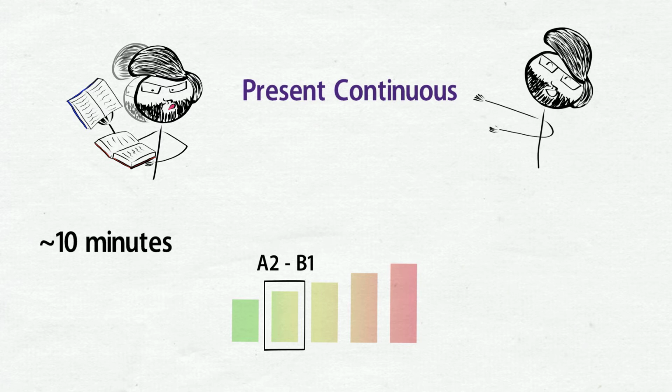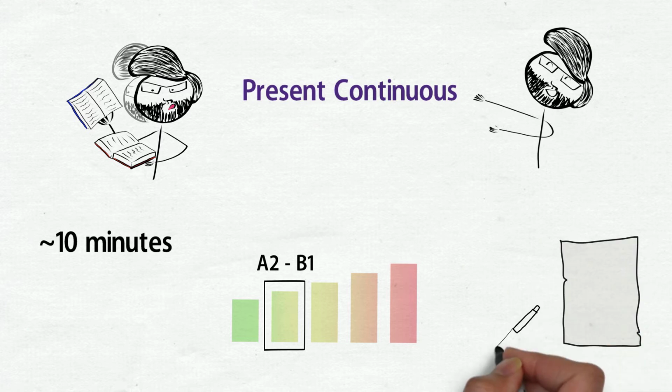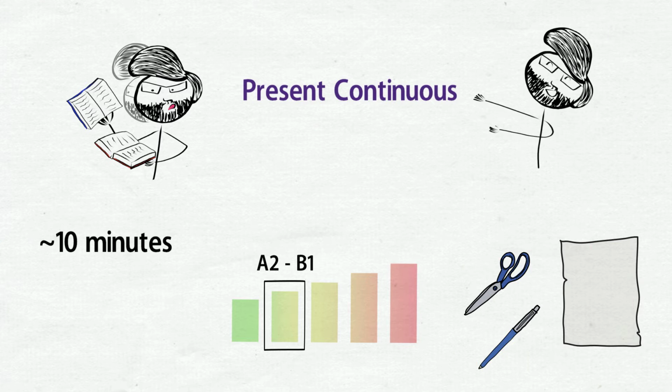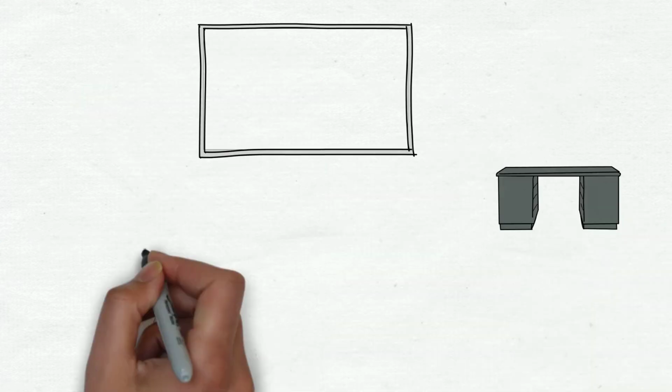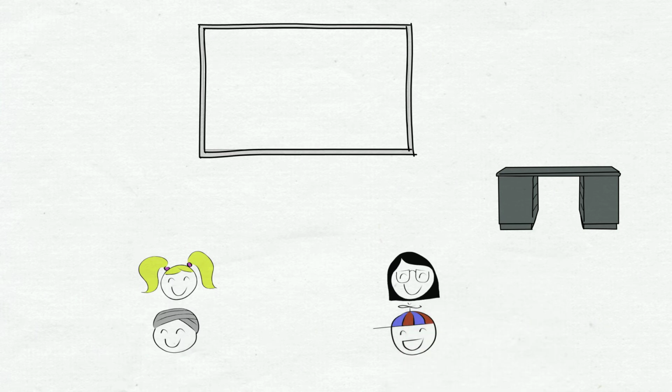It's fun, it's engaging, and all you need is one A4 piece of paper, a pen, and a pair of scissors. Now let's take a look at how it's played. The class should be divided into two teams. The idea is that a student comes over, takes a piece of paper from a pile, reads it silently, and then tries to mime the sentence to the rest of the class.